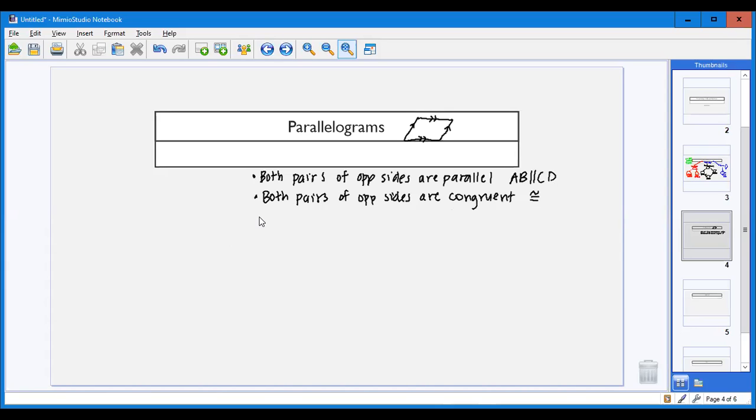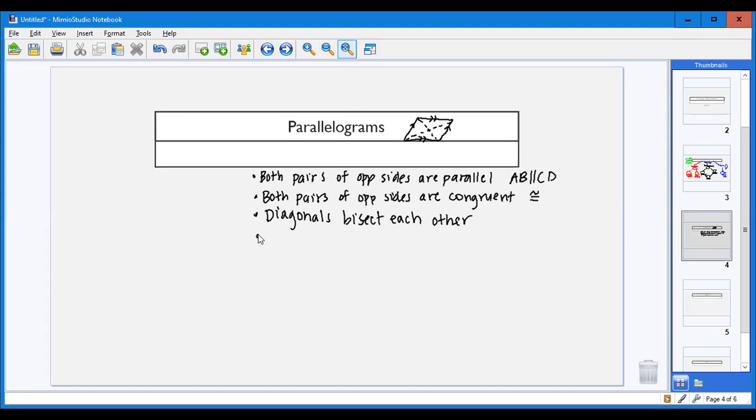All right, and then we have diagonals, right? And your diagonals connect opposite vertices. So all of our quadrilaterals will always have two diagonals. So for parallelograms, your diagonals bisect each other. All right, and so that means that they cut each other in half.